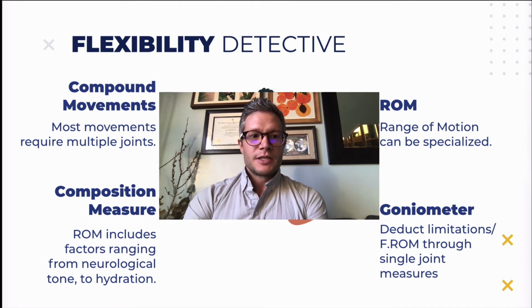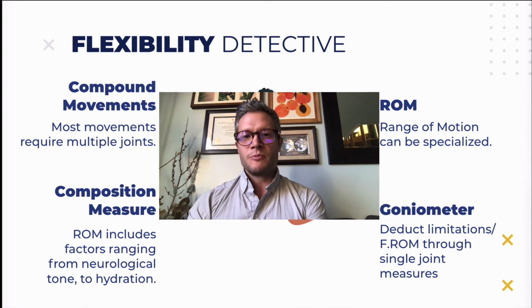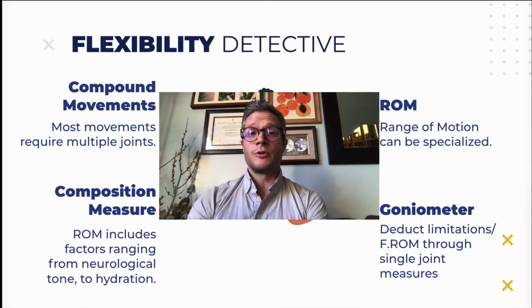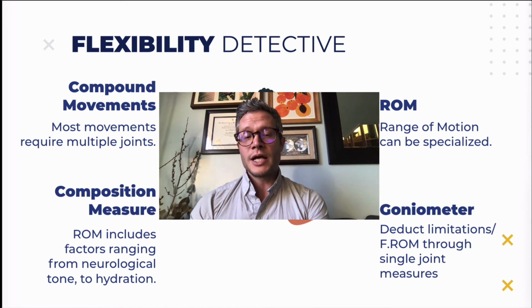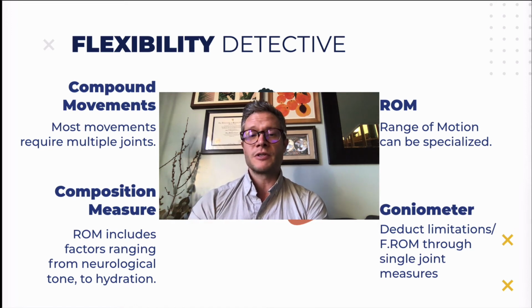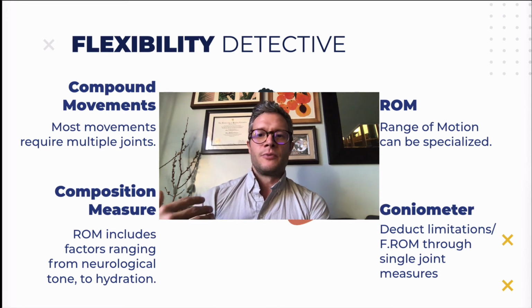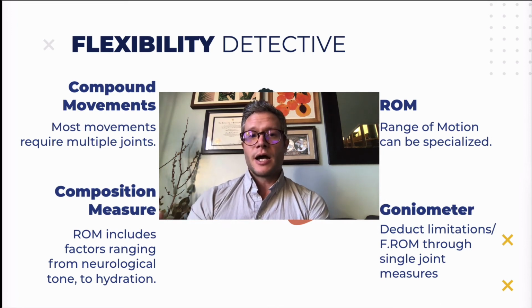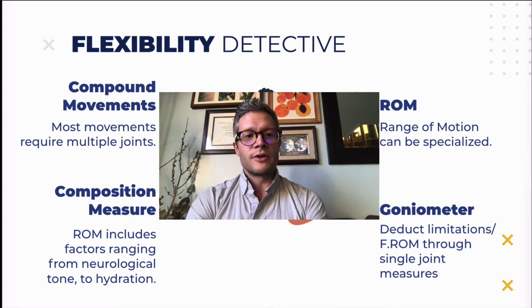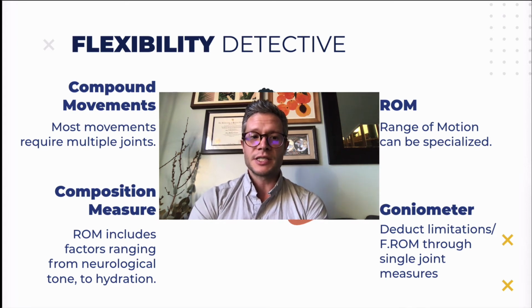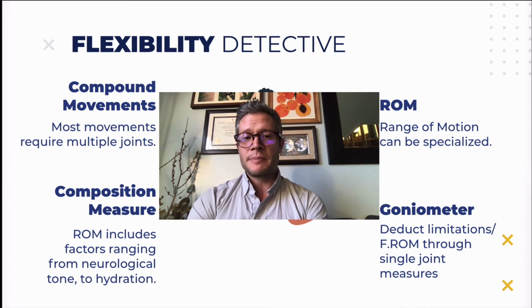Okay, so just to go over some terms here, a compound movement would be something where multiple joints are utilized in producing a movement. The sit and reach is definitely one. You have your spine, which is already multiple joints. You have your hips, and there's a few others involved as well. So composite measure, again, that's what the sit and reach is. You have multiple factors that play into this.